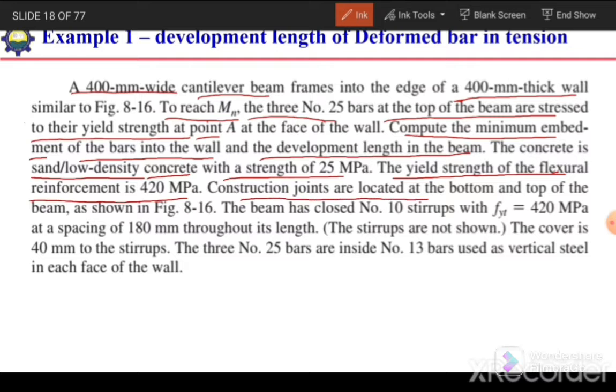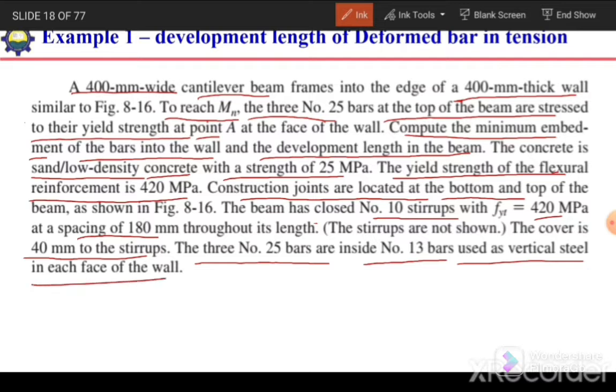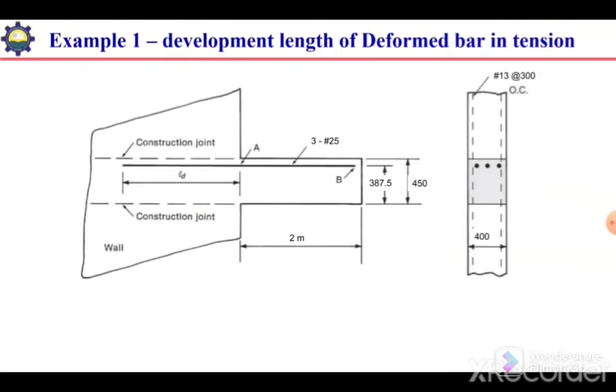Construction joint is located at the top and bottom of the beam. The beam has closed number 8 stirrups. So there are number 8 stirrups at the spacing of 180 millimeter having yield strength 420 megapascal. The cover to the stirrup is 40 millimeter. The three number 25 bars are inside the number 13 bar used as vertical steel of the wall. So let's see a figure in the next slide.